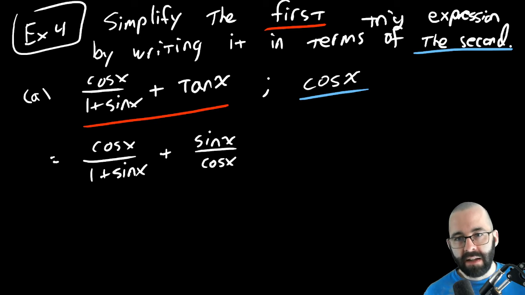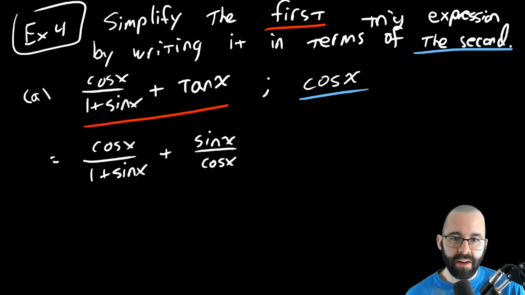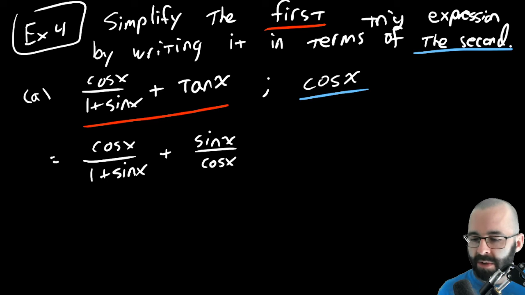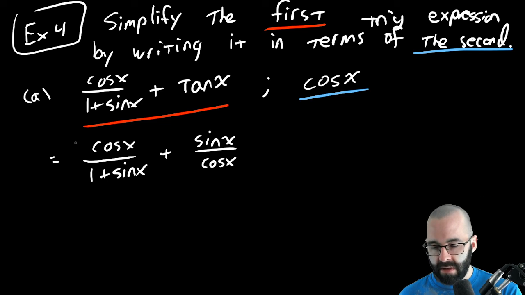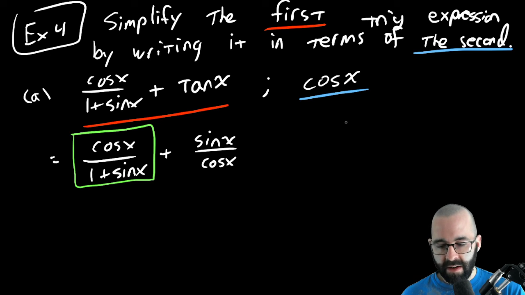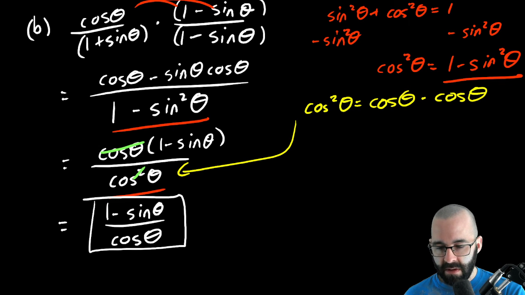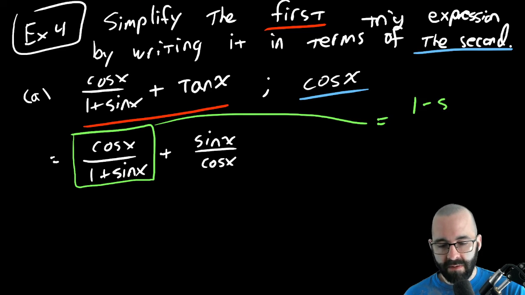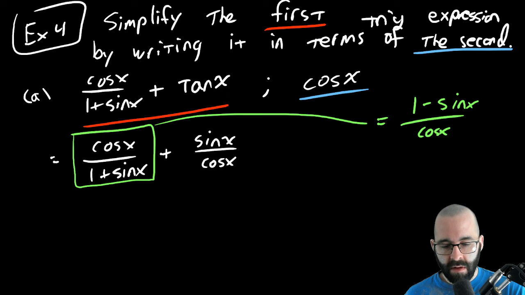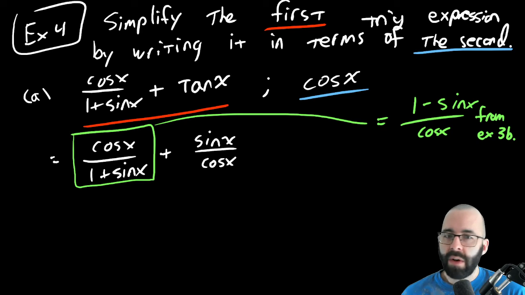So we'd like to find a common denominator. And one of the ways of finding a common denominator here would be to do exactly what we did in the last example. All right. And so we're going to take a little shortcut. This green thing is equal to 1 minus sine over cosine. We did that in example 3b. We don't have to do it again because we literally just did it.